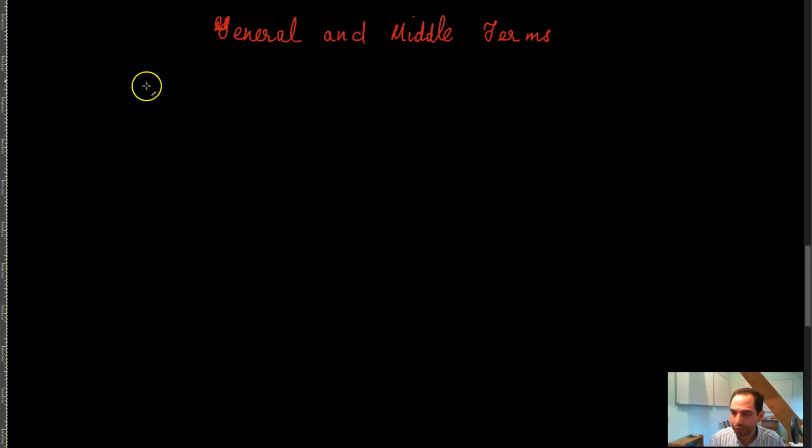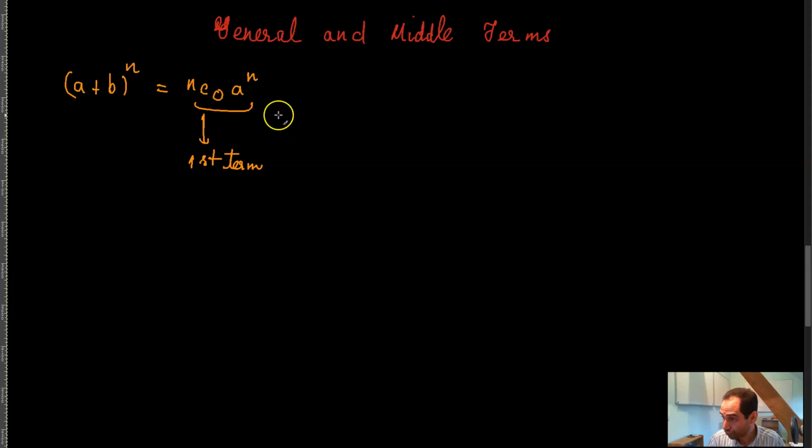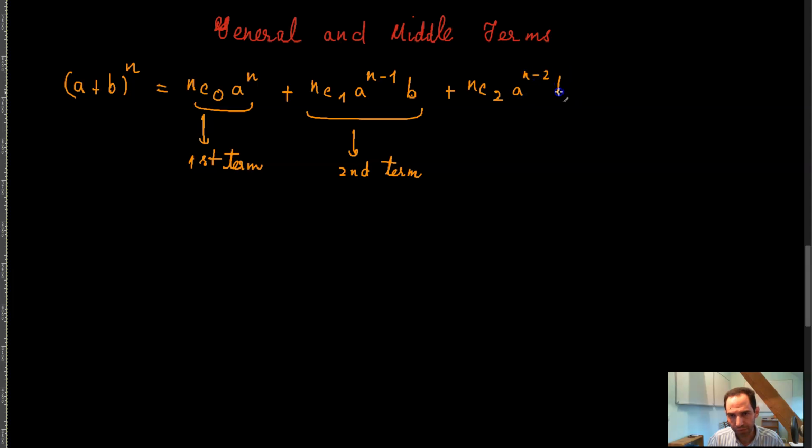First of all, in the binomial expansion for a plus b raised to the power n, we observe that the first term is, of course, n combination 0 a raised to the power n. This term over here is the first term. And the second term is always n combination 1 a raised to the power n minus 1 times b. This is the second term. And the third term is basically n combination 2 a raised to the power n minus 2 b raised to the power 2. This is always the third term. And basically so on all the way up to n combination n b raised to the power n.